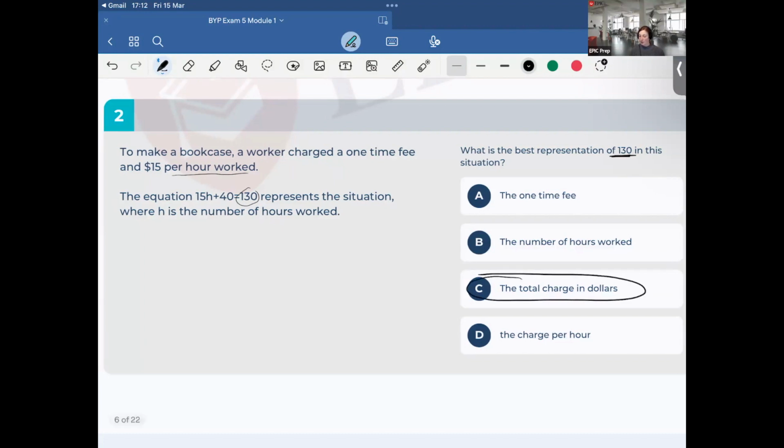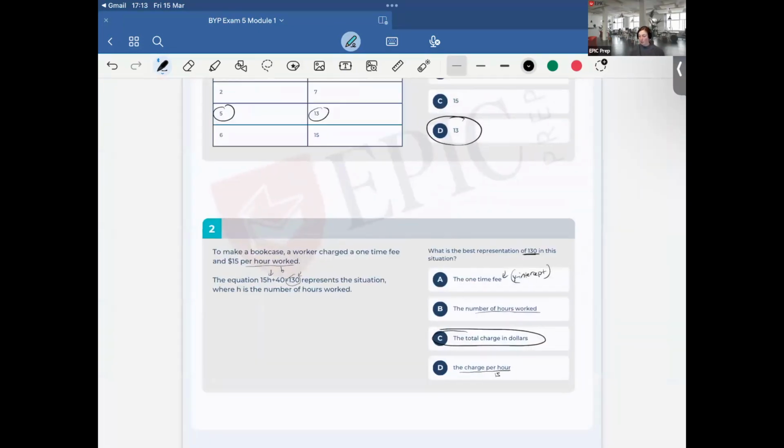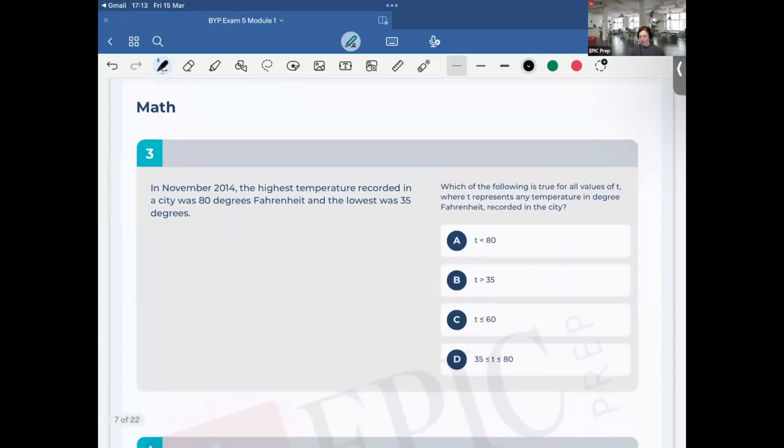But just to show, the one-time fee, that would refer to the y-intercept, which likely is 40, though not specifically specified in the problem. The number of hours worked, that would be whatever h is, which is not defined. So no, and the charge per hour, that's 15. So therefore the 130 would be the total overall charge that the worker would make. Okay, amazing. Cruising on along.